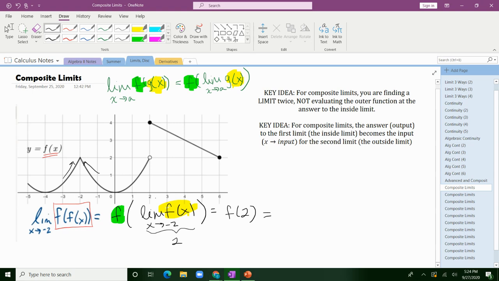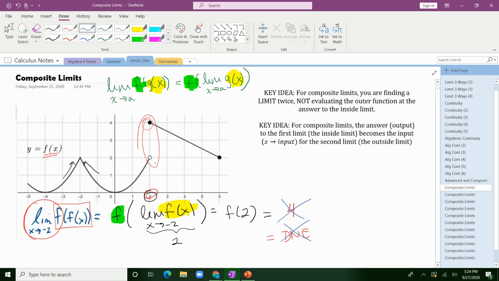So if I go to f of 2, two things are going to happen here. About half the people are going to look at this and say, all right, the function value at 2 is 4. And then another half of people will look at this and say, all right, I am finding a limit here, and at 2, I don't really have a limit because of this jump discontinuity. So another group of people is going to say it does not exist. And you know what? The thing is, both of those groups of people are wrong.